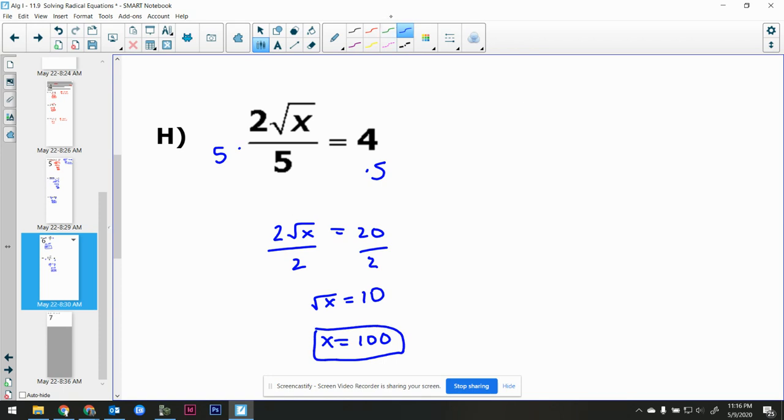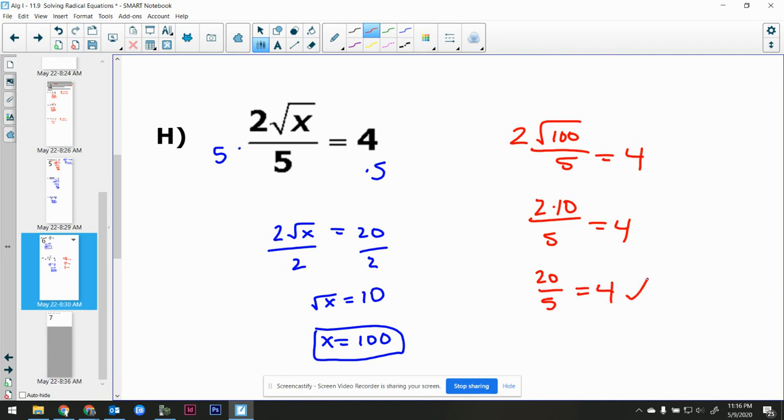Okay, don't believe me? Check our answer. You can spot check it here. 2 times the square root of 100, divided by 5, is that 4? Well, this is 2 times 10 over 5. Is that 4? Is 20 divided by 5 equal to 4? Yeah, that does check out.